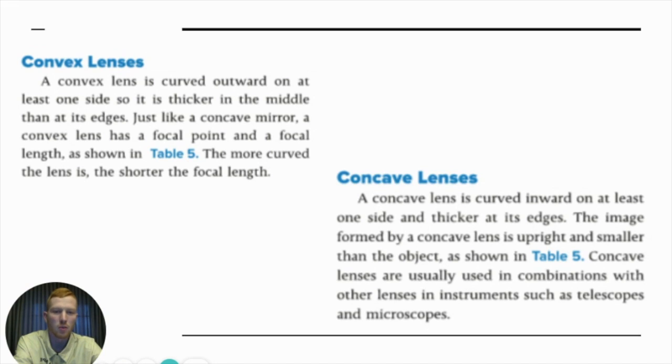The image formed by a concave lens is upright and smaller than the actual object. Now, you are also going to learn about types of mirrors today. If you walk into your bathroom and look in the mirror, that is going to be a flat mirror, which is known as a plane mirror. That is going to be the same exact size.